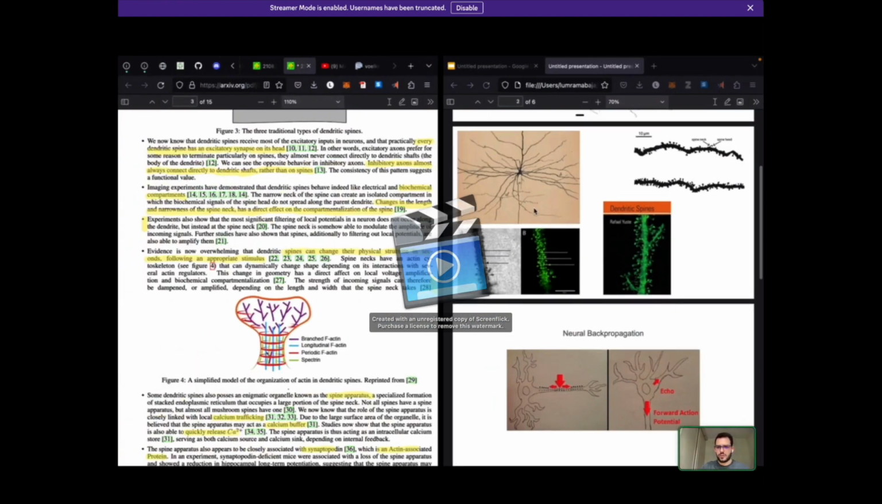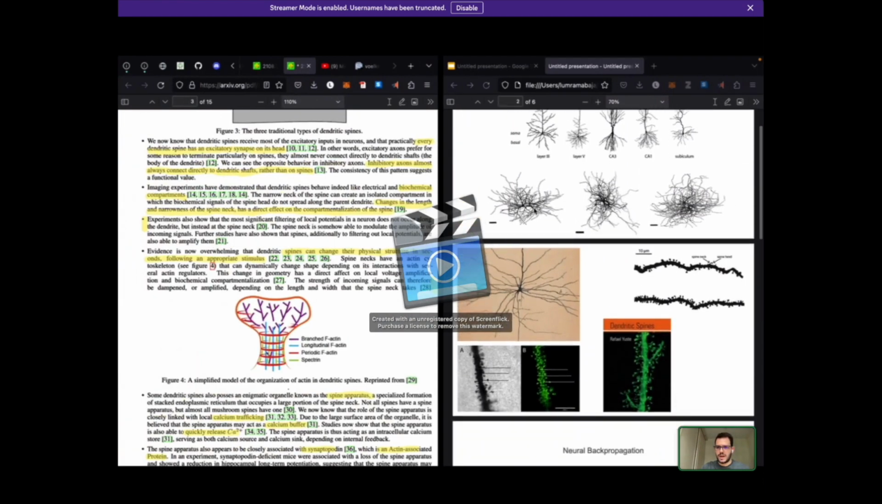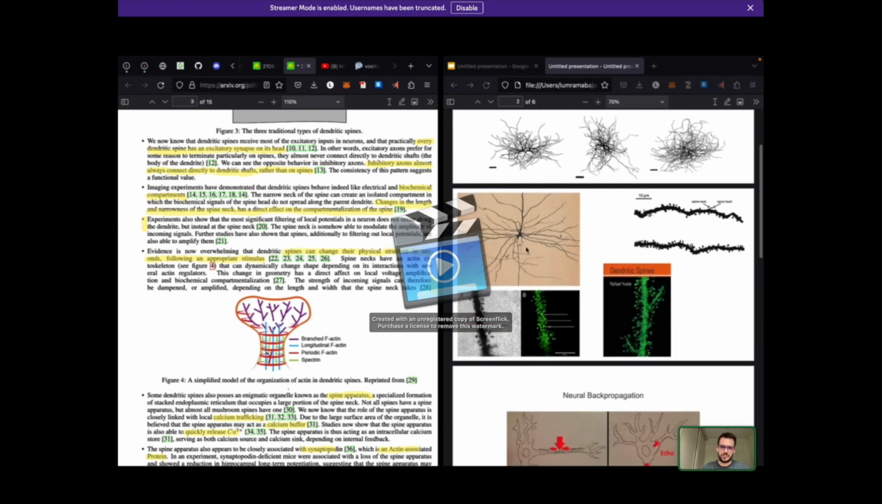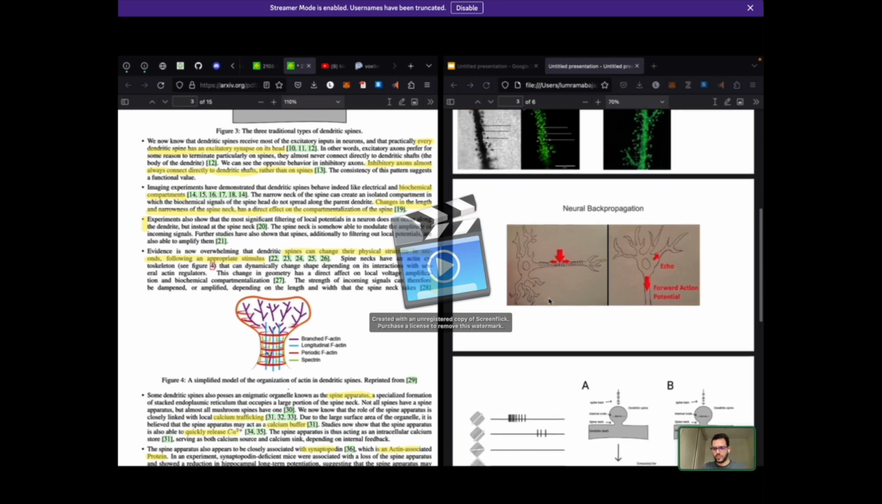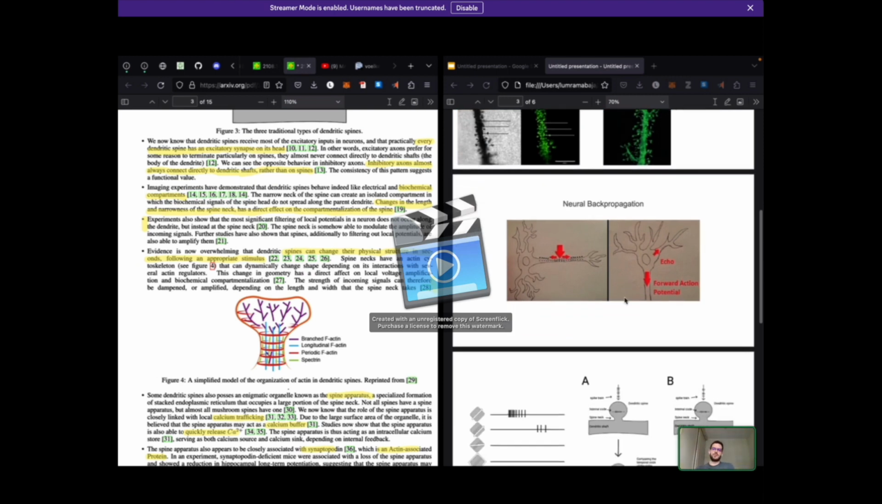So these were some of the major biological puzzle pieces that we need to construct a biologically plausible learning algorithm. I will get to the dendritic spine in more detail after describing the model. But one other interesting phenomenon that we have to cover is known as neural backpropagation.